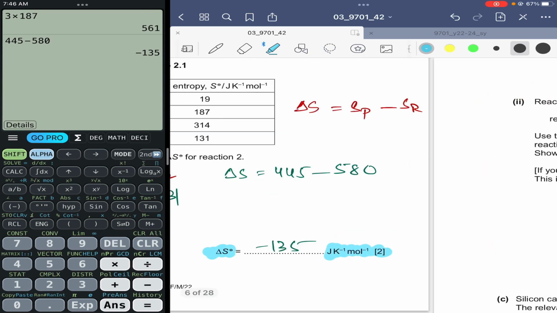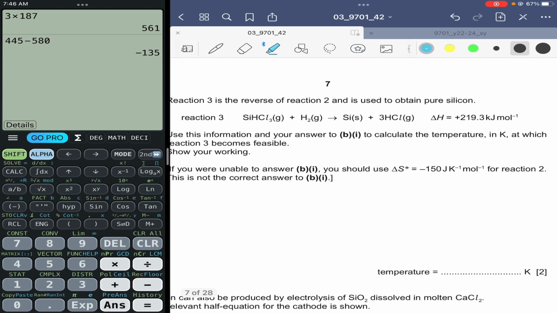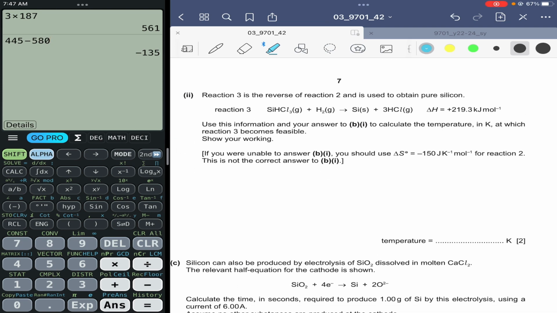Okay, so the next part of the question is: reaction 3 is the reverse of reaction 2. This is reaction 3 in which SiHCl3 is reacting with hydrogen. This is the reverse of reaction 2 and is used to obtain pure silicon. Right? Why are we doing this reaction? To obtain pure silicon, and its delta H value is plus 219.3.